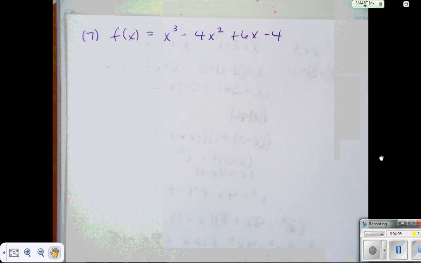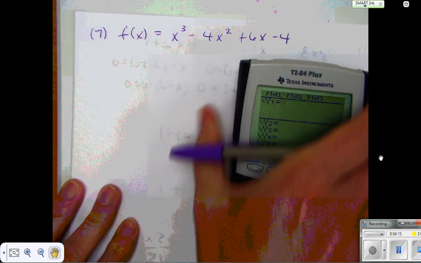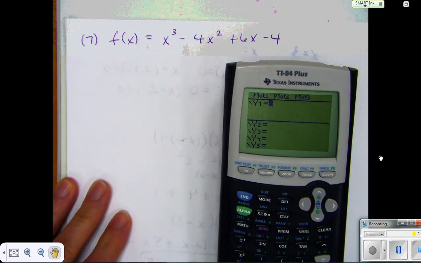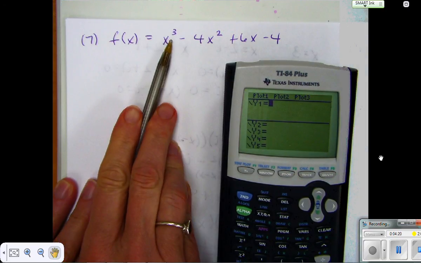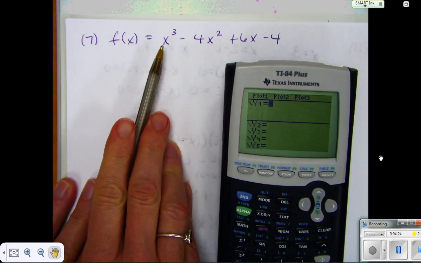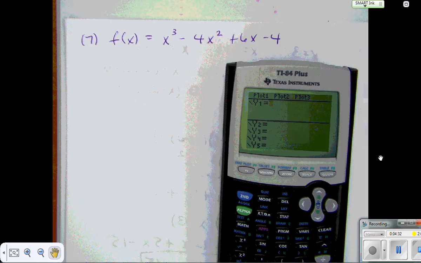Okay, so here's my calculator. I'm going to use the calculator for this one to help me find a 0. Now, the degree is 3. So I know that the ends are going to go opposite directions. The leading coefficient is positive, so that means the right side's going to go up, the left side's going to go down. And I could have, at most, 2 turns.